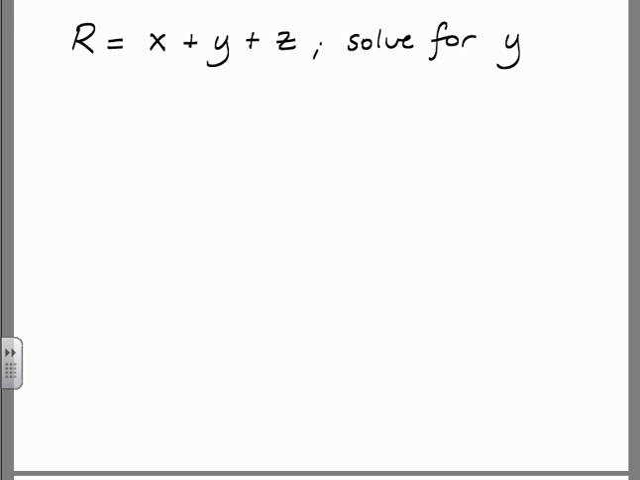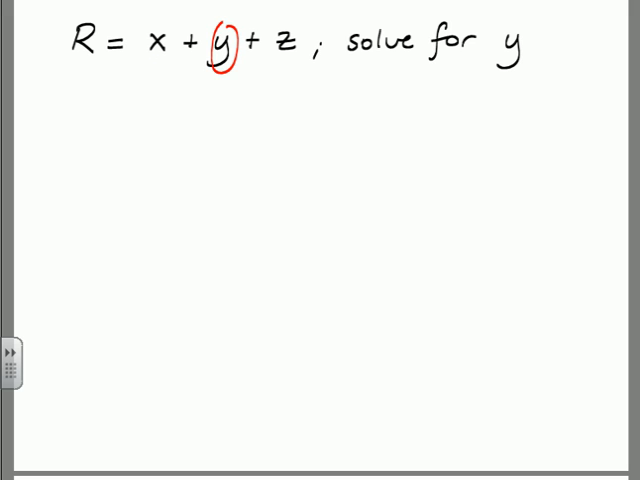Okay, next one. R equals x plus y plus z, and we're solving for y, so I'm going to circle that y to remember that's what we're trying to get by itself. Okay, in this problem I see what's in the way. Well, over here we've got plus x and plus z, so to get rid of that x, what are we going to do?